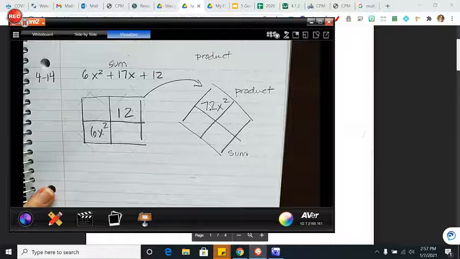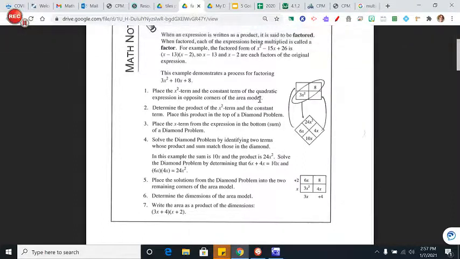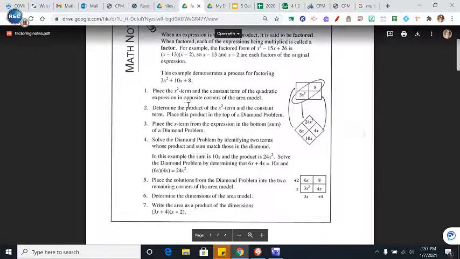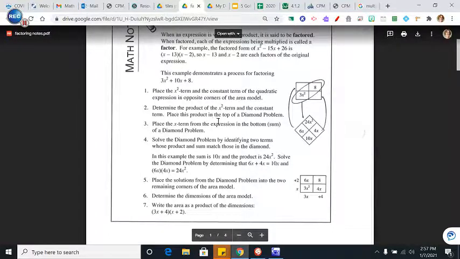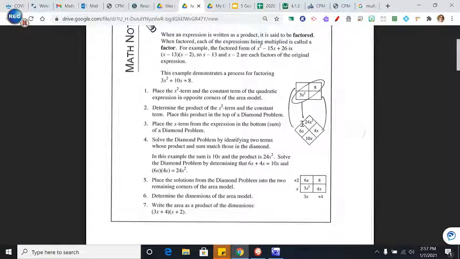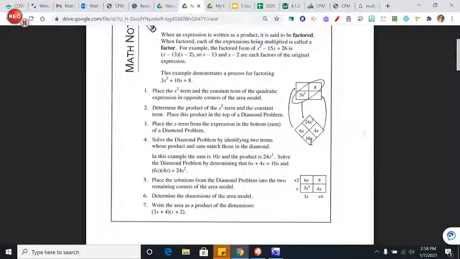Okay, now the sum, and I'm just going to reference these notes. If you look at these notes, see how it says place the x squared term and the constant of the quadratic expression in opposite corners. So that's what we just did. Determine the product of the x squared term and the constant term. Place this product in the top of a diamond. So that's what we just did. We multiplied those two. We put that in the top. Then we put the x term from the expression in the bottom, the sum.